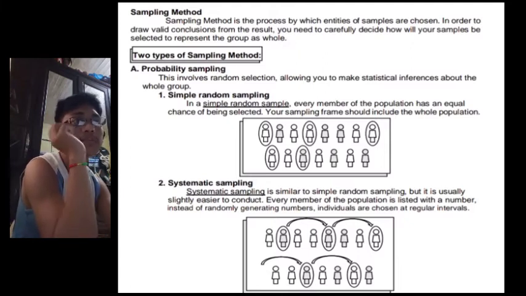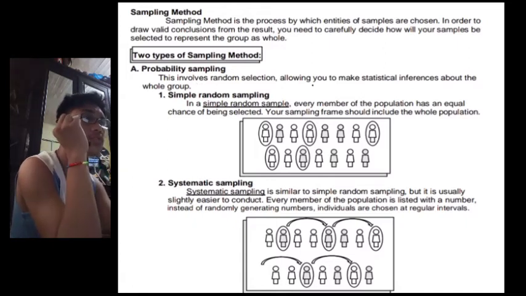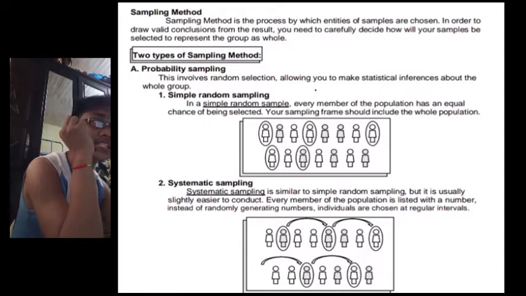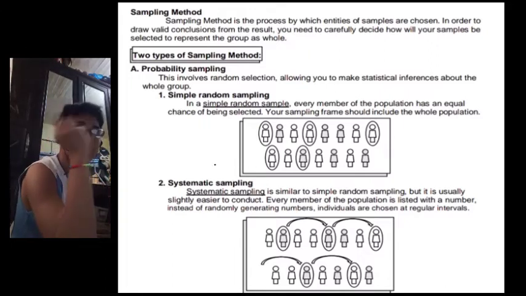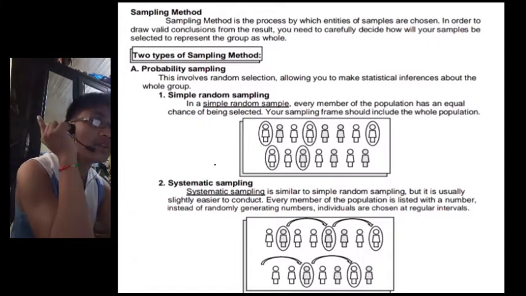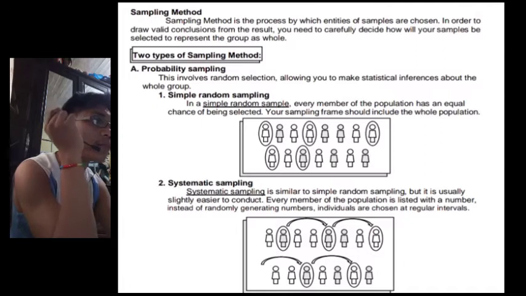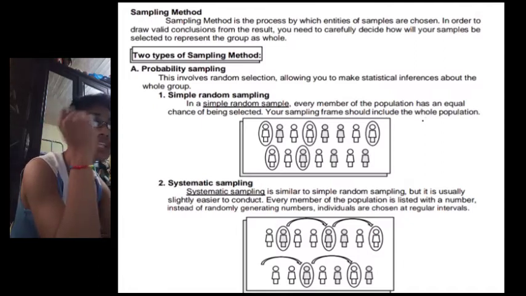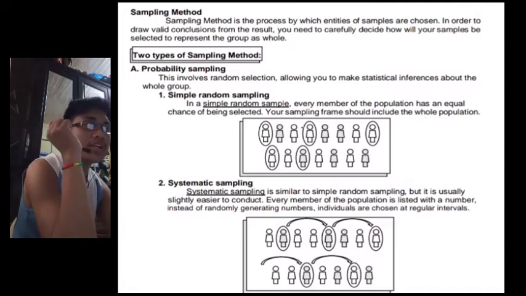We have two types of sampling methods, starting with probability sampling. This involves a random selection, allowing you to make statistical inferences about the whole group. It's divided into two. We have simple random sampling. In simple random sampling, every member of the population has an equal chance of being selected. Your sampling frame should include the whole population.